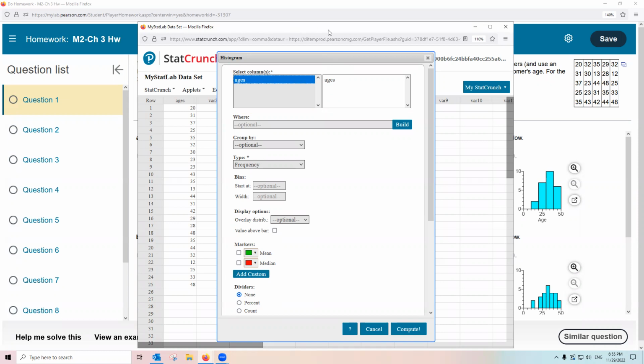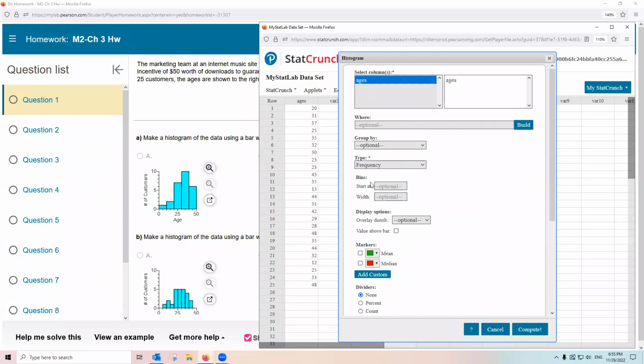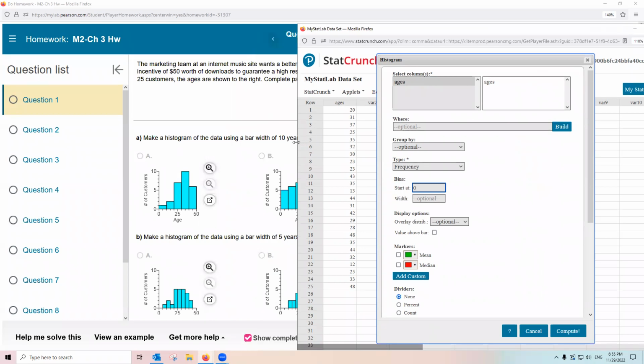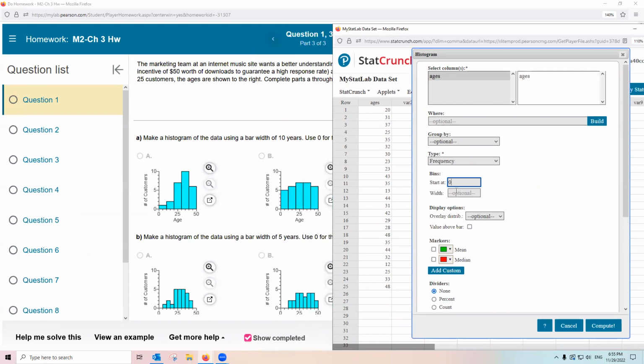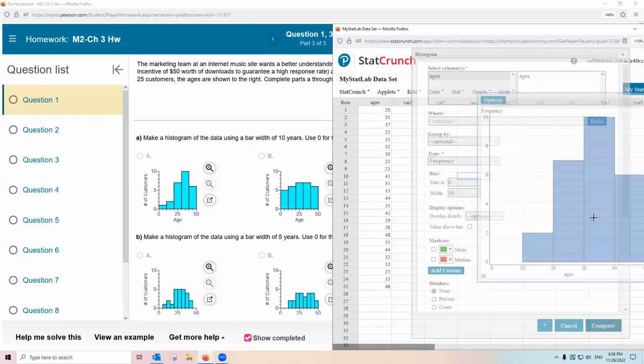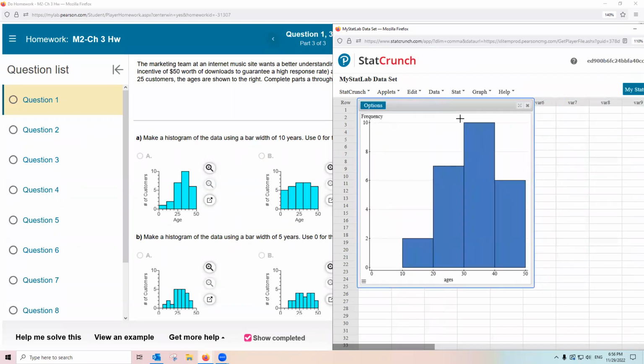All right, well, if you notice, there's a couple of options here. It says, where should you start the bins at and what should be the width? Well, I'm noticing that our graphs are starting at 0. So I'm going to put start at 0 here. And the problem said use a bin width of 10. Right here it said use a bin width of 10. So I'm going to make this a 10. And that's all I need. I'm going to click compute. And so here is my graph.